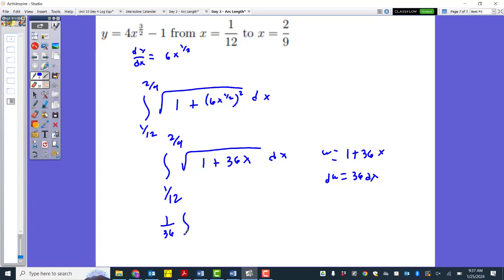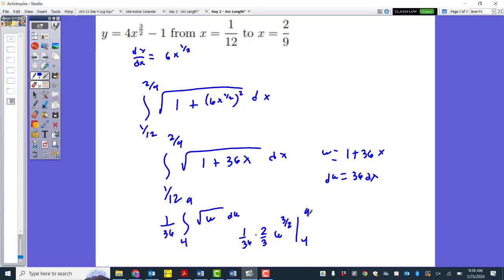36 divided by 12 is 3, plus 1 is 4. 36 divided by 9 is 4, times 2 is 8, plus 1 is 9, square root of u du. Add 1 to the exponent, divide by the new exponent, so it's 1 over 36 times 2 over 3, u to the 3/2, from 4 to 9.